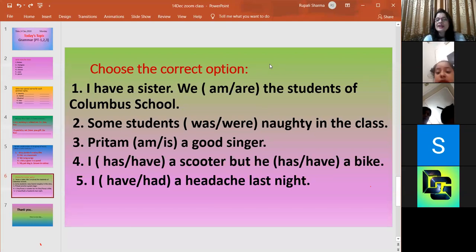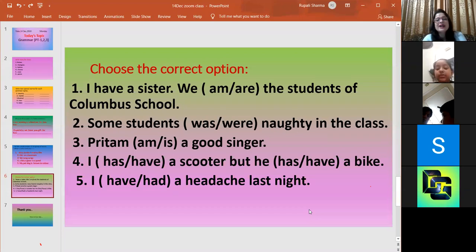I have a scooter. आई के साथ which verb is used? Have. Has नहीं use करते. आई के साथ have use होता है. I have a scooter, and he, yes, the verb used with he is has. He has a bike. Okay.